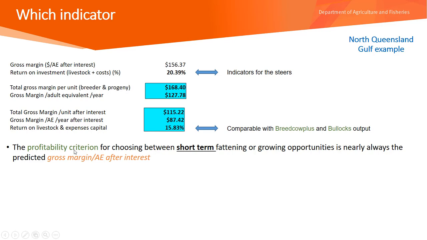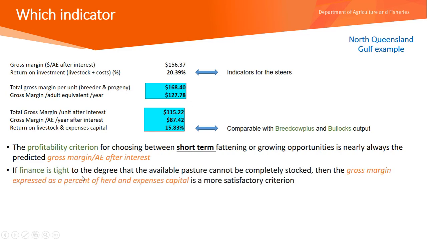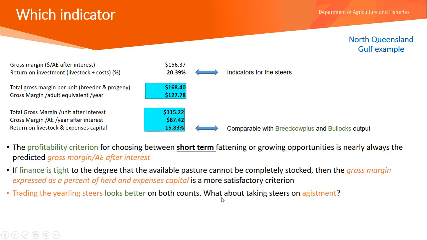And what it basically says is the profitability criterion for choosing between short-term fattening and growing opportunities is nearly always gross margin per AE after interest, because you can fund the purchases. So it's that one compared to that one. And if finance is tight, it's these two. So on that basis, trading the yearling steers looks better on both counts. It's a more efficient way to allocate capital, and gives you a better gross margin per AE after interest.